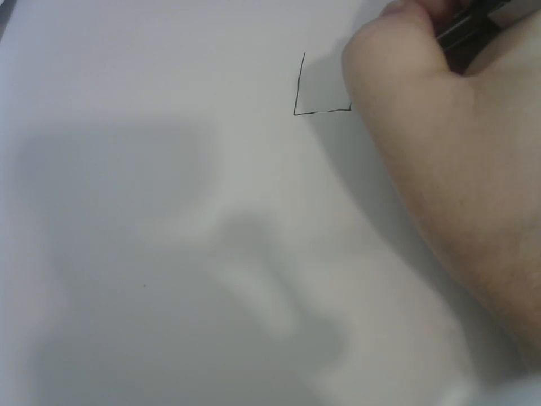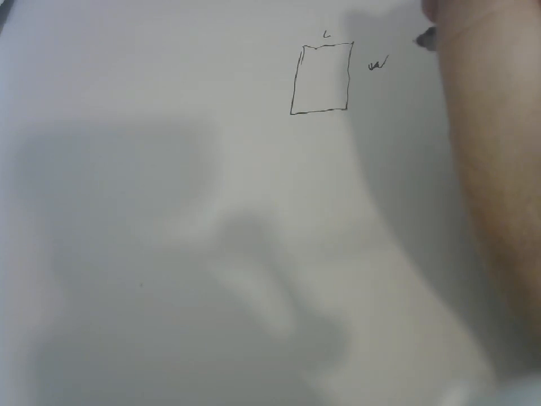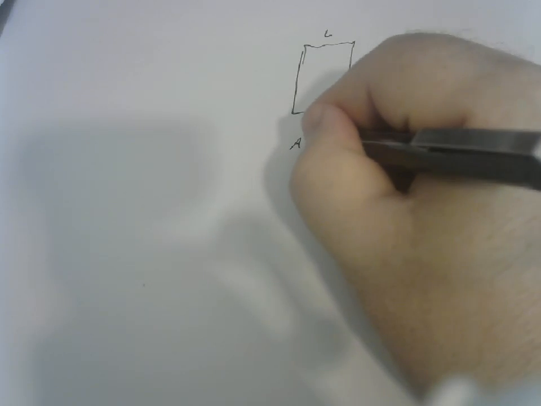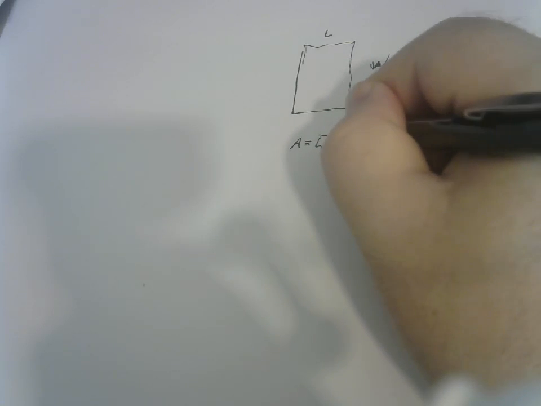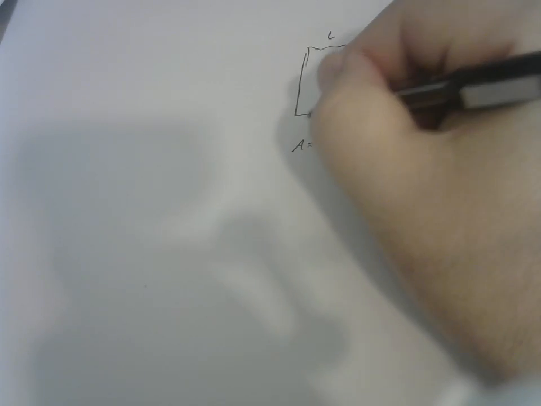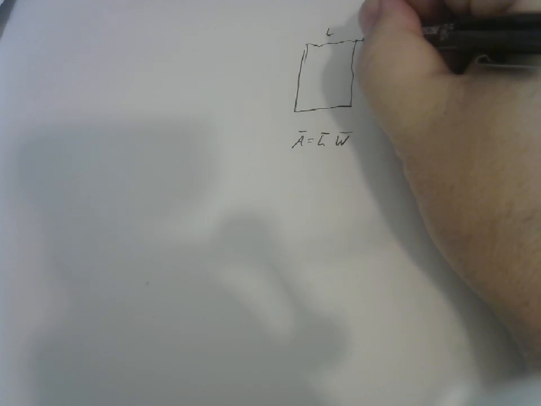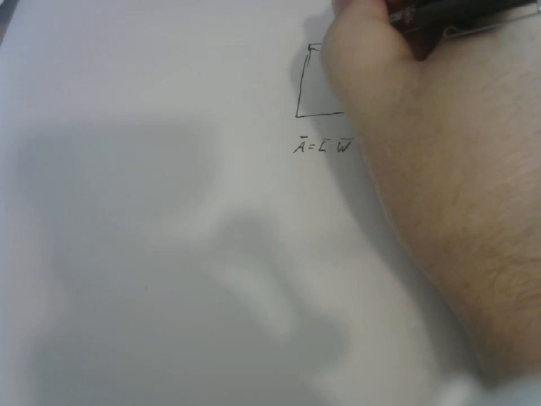I want to go over a couple of things in last week's lab. If I have a rectangle of length times width, and I want to know the area of it, of course the area is approximately L bar times W bar. That'll be our average measured area. But let's look at another thing here.